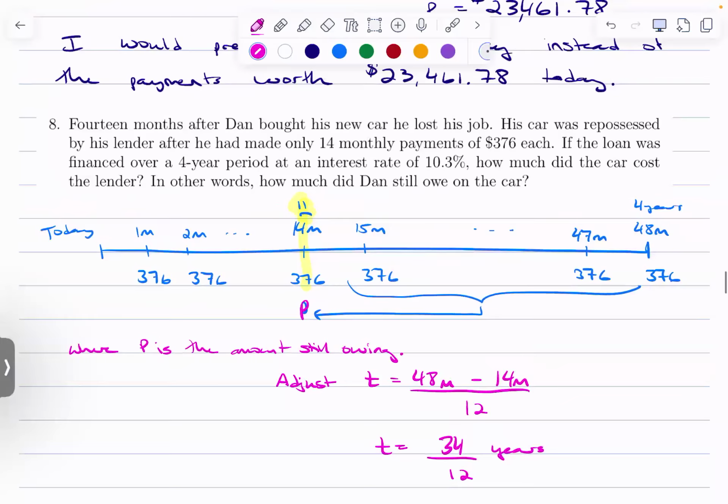So what are we given? We have our M. We have our R is 0.073. T is not 4 years anymore, right? We've made that adjustment. It's 34 divided by 12, right? And we're making monthly payments, which means that our N is 12. And is that all we need? I think so. Which means we want to find, how much did Dan still owe on the car? We want to find P.